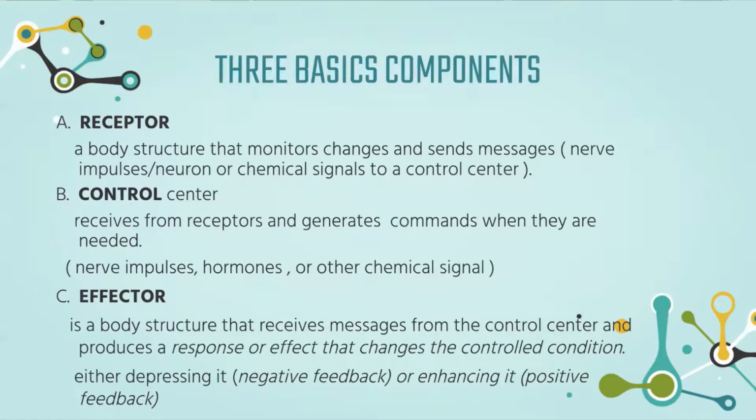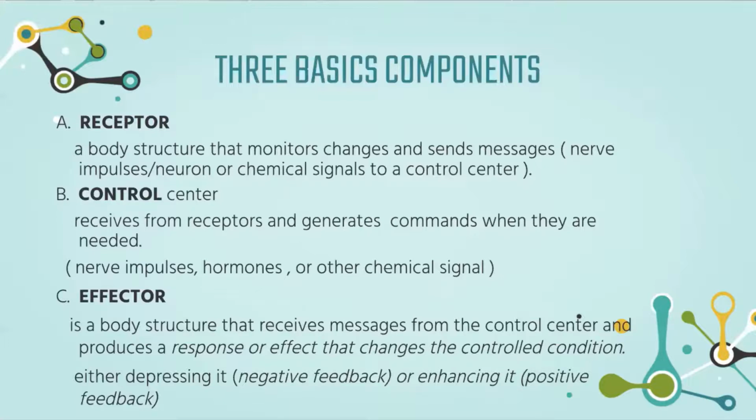Alright, so here are the three basic components that regulate our body in a stable condition. The first one is the receptor. It monitors changes and sends messages. Basically, it detects changes in the internal or external environment. An example for this one is peripheral chemoreceptors, which detect changes in the pH level.